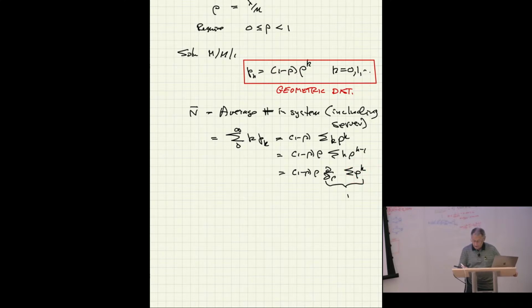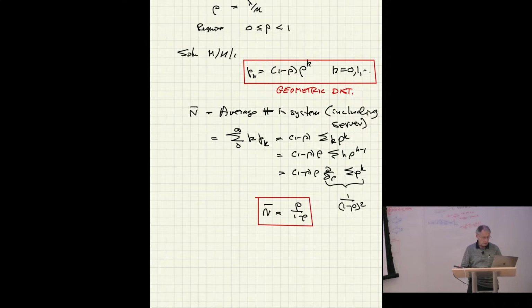This bracket is 1 over 1 minus rho squared. You've seen that a few times already. And that's because this guy is basically 1 over 1 minus rho, differentiated, and you get 1 over 1 minus rho squared. So the solution to all of this is, believe it or not, rho over 1 minus rho. Big result. Memorize it. Not so much for quizzes, but for your claiming to be an expert in queueing theory.